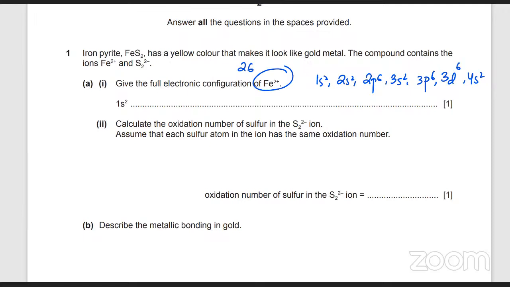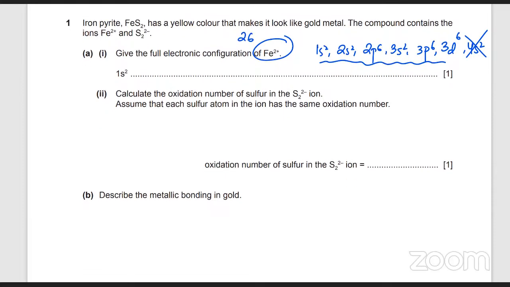And since it's 2+, that means it lost 2 electrons. Electrons are always lost from the outermost shell. ठीक है, so that's your electronic configuration for Fe2+. अगला पार्ट वो कह रहे calculate the oxidation number of S2 minus. ठीक है, this ion over here, S2 minus. So how do you calculate oxidation numbers? It's S2 and the charge is 2 minus.